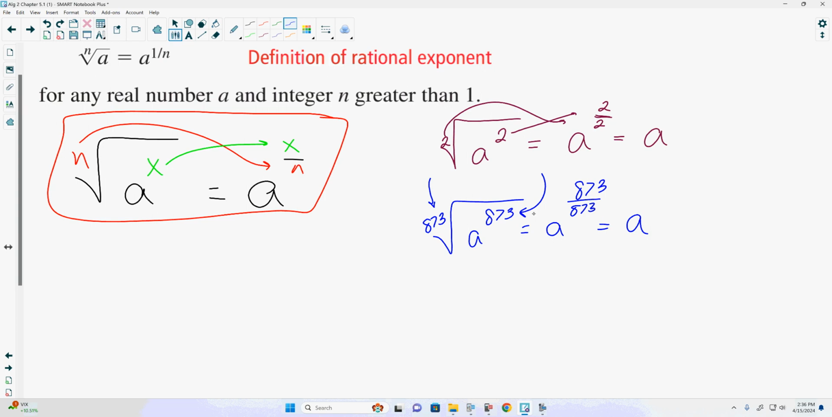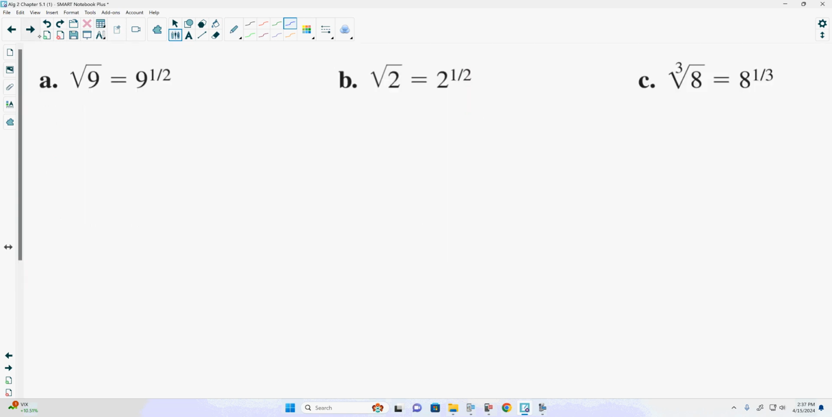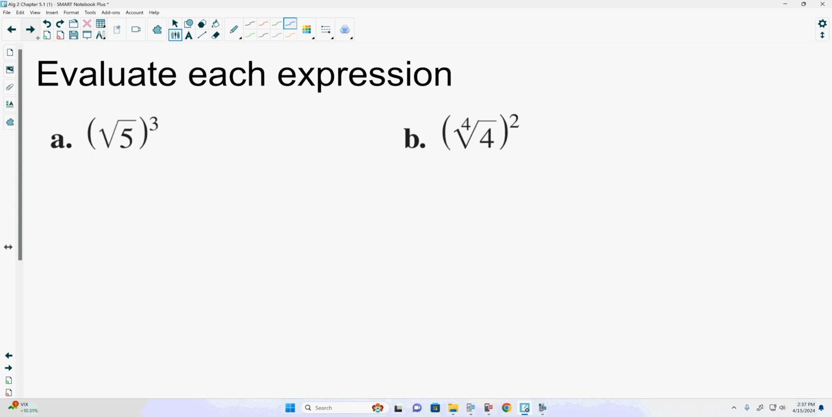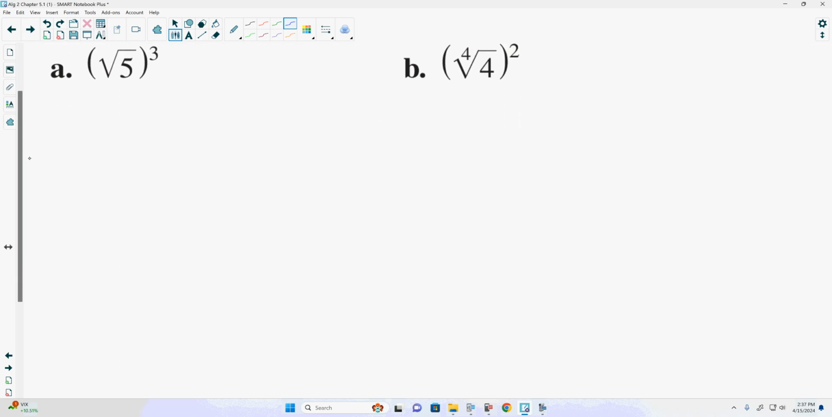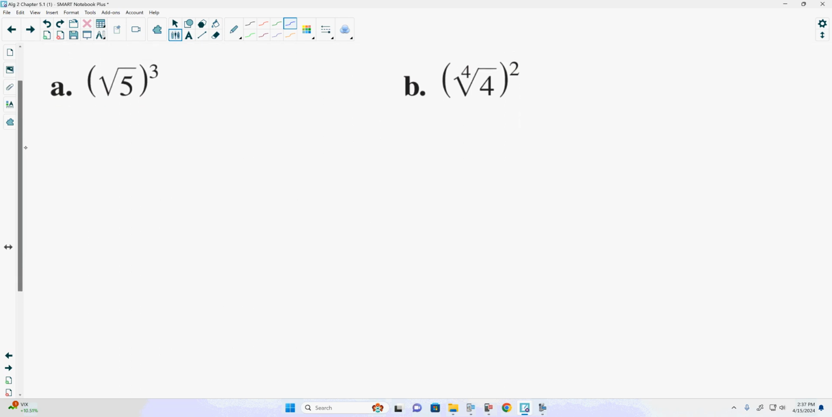Now, the next bit of stuff that we're going to do, we'll do some simplifying and some other things, but really what we're going to be looking at is how we can use this property, this definition of rational exponents. This is what we're going to look at first, the square root of 5 to the third. For these next 3 or 4, we're going to rewrite it from radical to our rational exponent. We're going to rewrite it as a rational exponent.